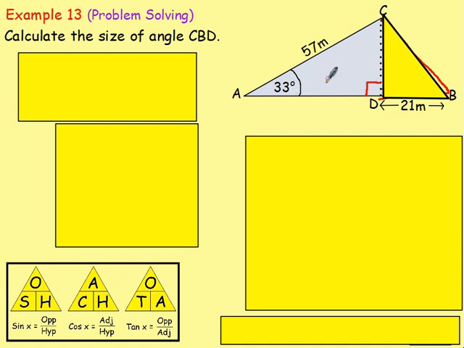So for this, again, opposite this right angle here, that there would be the hypotenuse. This length here across from the angle would be the opposite. There would be the opposite, OPP. And this side here would be the adjacent.